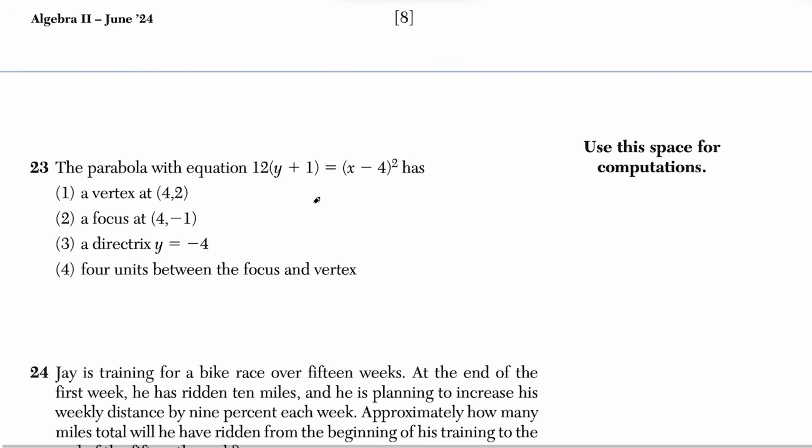Question 23, the parabola with equation given here has, and we have these 4 answer choices. So for a question like this, the first thing that I would do is get this in vertex form. So I'm just going to solve this for y. So I could start by dividing both sides by 12.